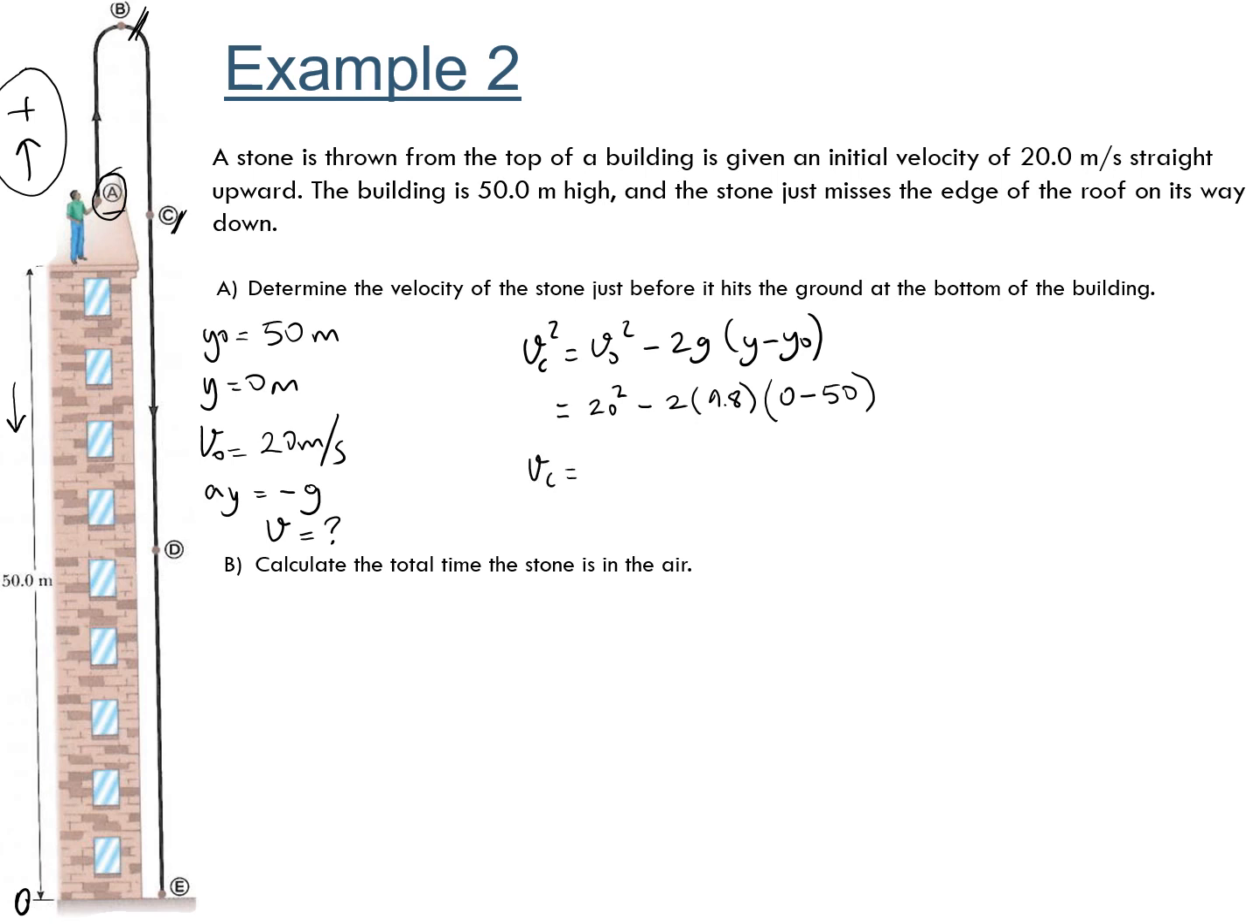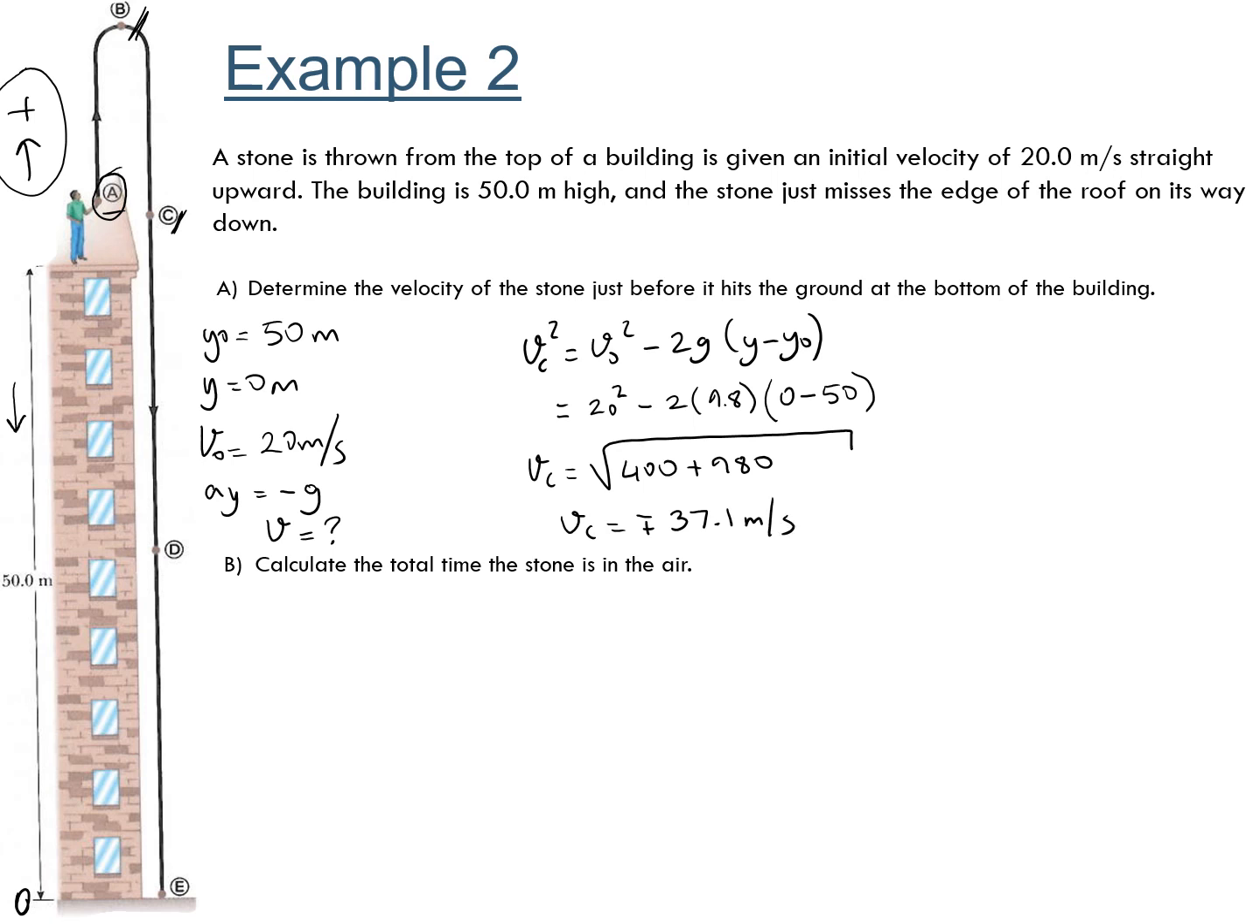Velocity at C is the square root of 400. It's going to be positive now. It's going to be, yeah, positive 980. So solving it with a calculator, we see that velocity at point C is plus or minus, rounding to 3 significant digits, 37.1 meters per second.